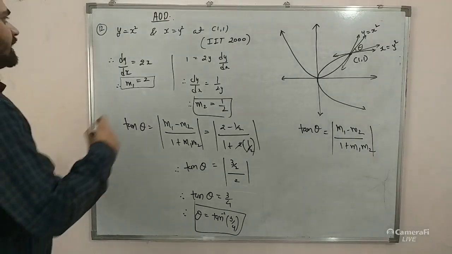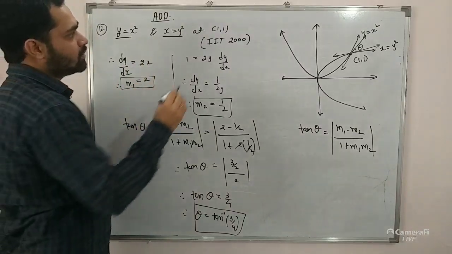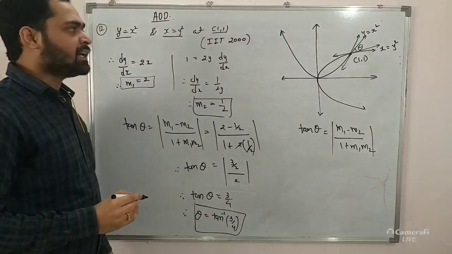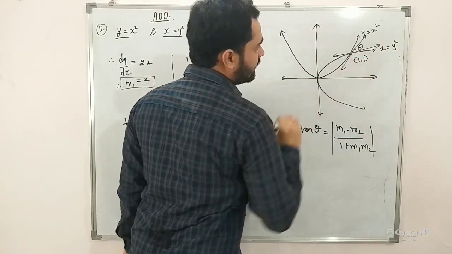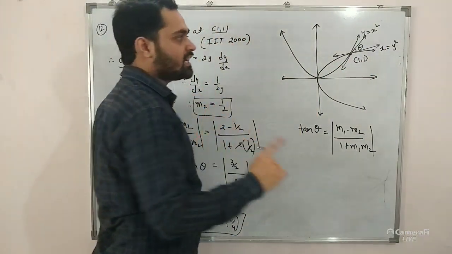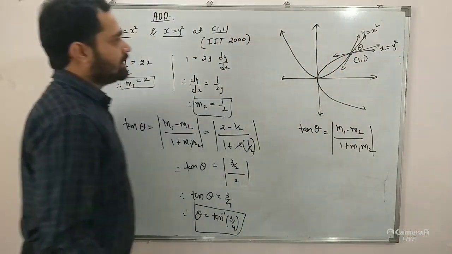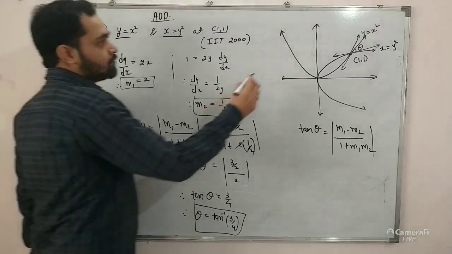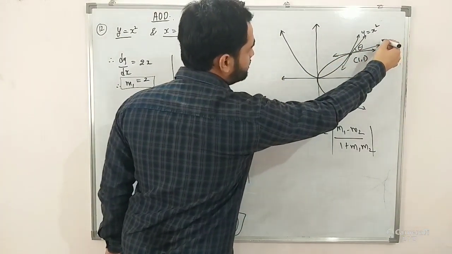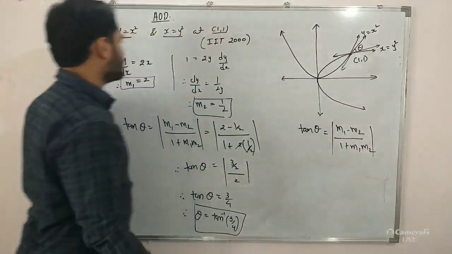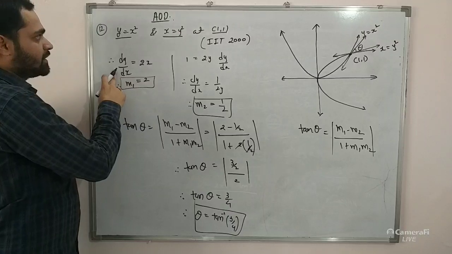So देखो यहाँ पे क्या पूछा गया हमें, we want to find the angle between two curves at the point (1, 1). It means simply we want to find the angle between tangents at point (1, 1), right? So for finding the angle between tangents, we want to find the slope of this tangent and the slope of this tangent. So for finding the slope of the tangents, we are going to differentiate this with respect to x.